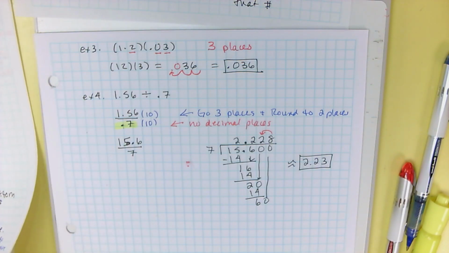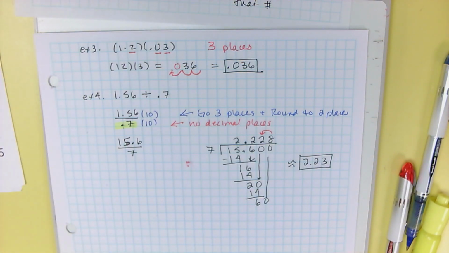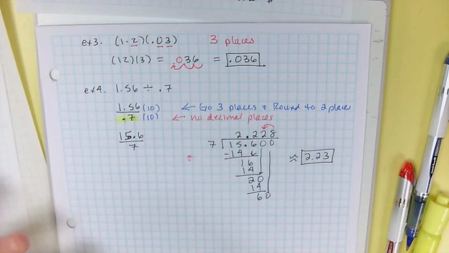Again, there's lots of rules for decimal places and significant figures. You'll cover those probably in your science class, but this is a general rule of thumb. Same number of decimals as you start with.